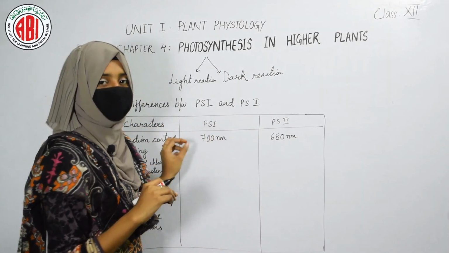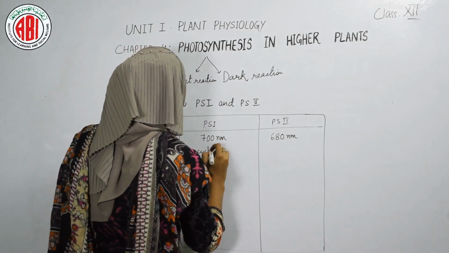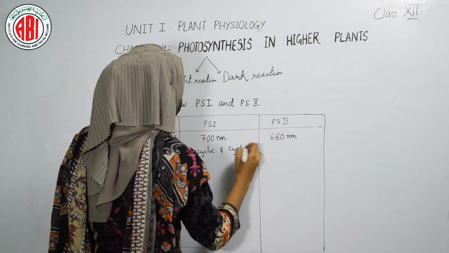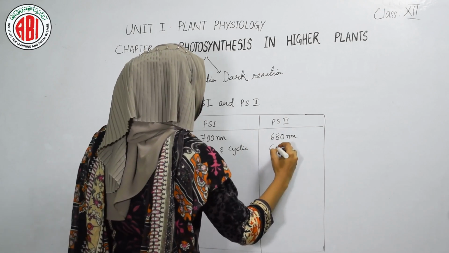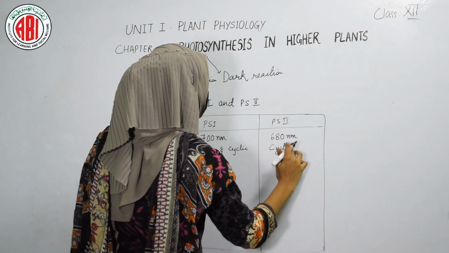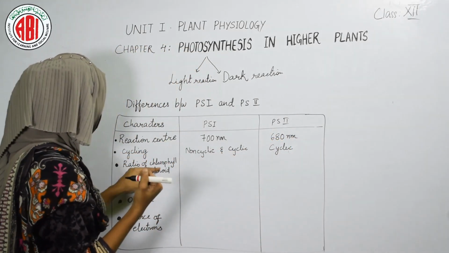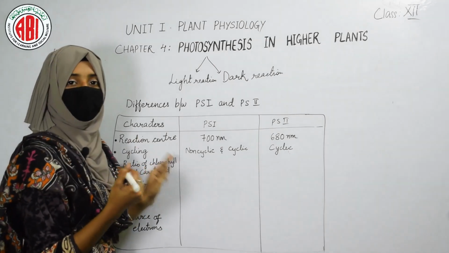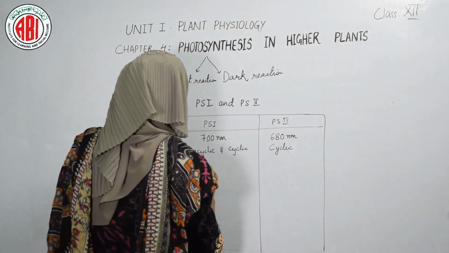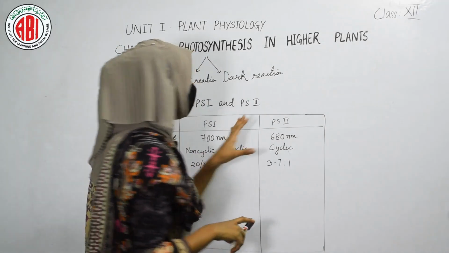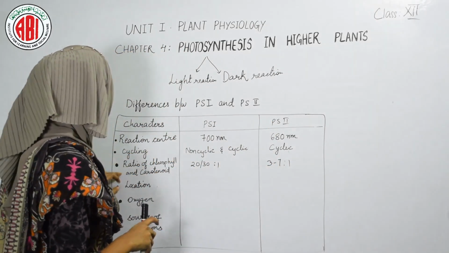The next character is cycling. Photosystem 1 is a system that is involved in both non-cyclic and cyclic photophosphorylation, whereas photosystem 2 is involved only in non-cyclic photophosphorylation. The next is ratio of chlorophyll and carotenoid. Chlorophyll and carotenoid are the pigments that are essential for photosynthesis. So here the ratio is 20/30:1, and in photosystem 2, 3:7:1 is the ratio of chlorophyll and carotenoid.